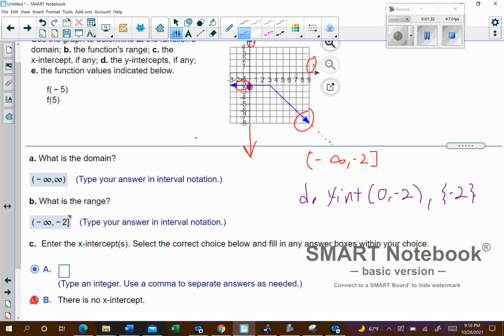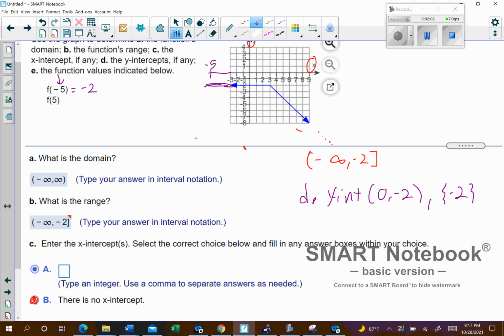And then let's see, the next part says find those function values. So they want us to find f of negative 5. And so I'm going to kind of clear this off so we can see this. So f of negative 5, basically that means x is negative 5. And so if you were to follow this out to where x is negative 5, it's going to stay on the same trajectory right here because we got that arrow. So it's going to stay at negative 2. So that would equal negative 2.